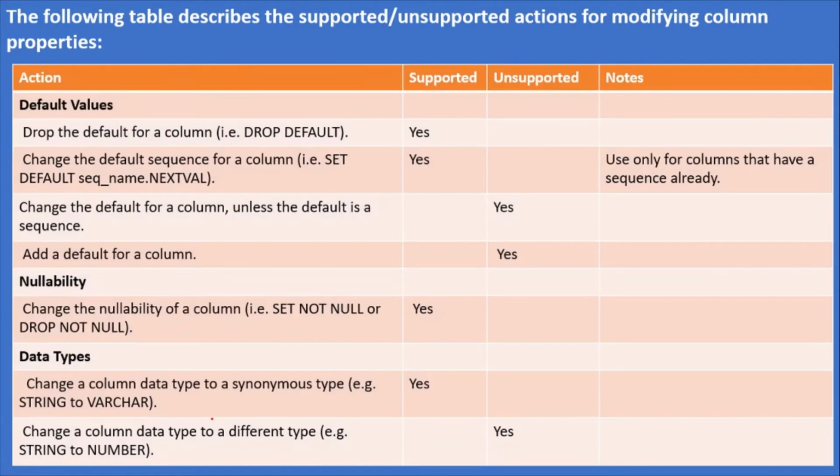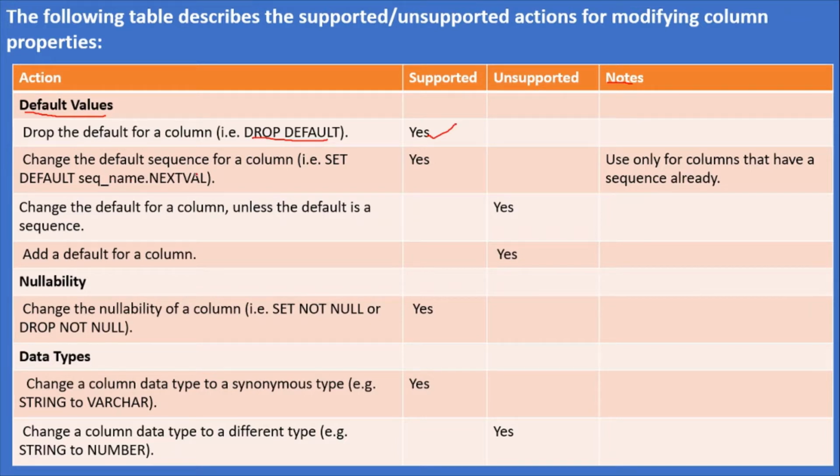The following table describes the supported or unsupported actions for modifying the column properties. If you see here, this is one of the default values and whether it is supported or not. Supported means yes, unsupported means blank. And if you have any notes, I will explain them. Default values. Drop the default for a column. If we have any default value for the column, then using drop default is supported.